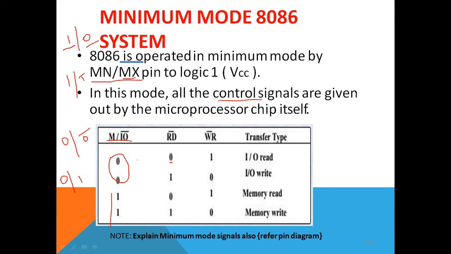Under the value of 0 as the I/O operation, the combinations are 0, 1, 1, 0. Here 0 means this is the read bar, and this is the write bar. So 0 means its complement is 1. This gives I/O read and I/O write. Here 1 means memory, with IO bar 0. So this gives memory read and memory write.